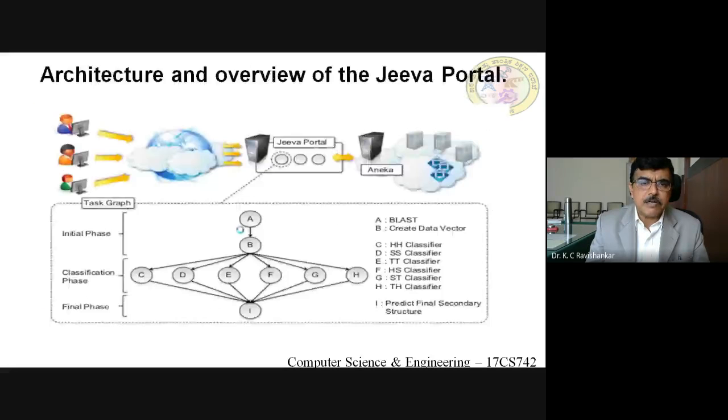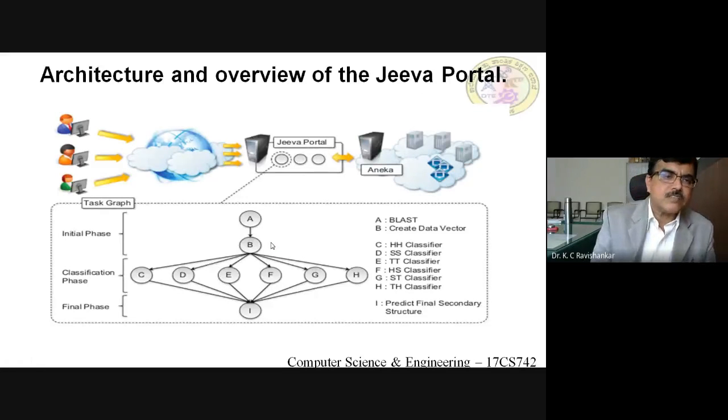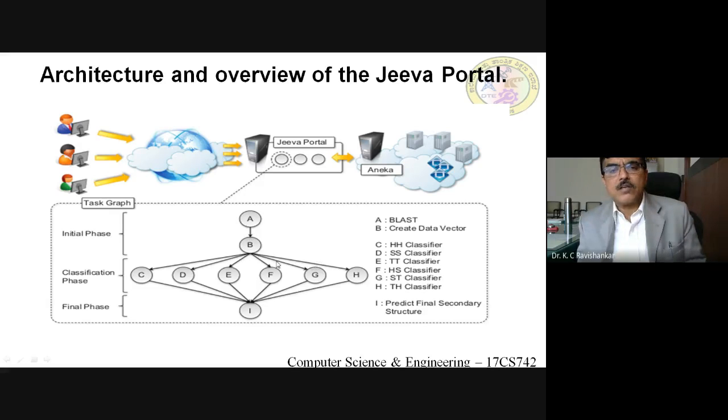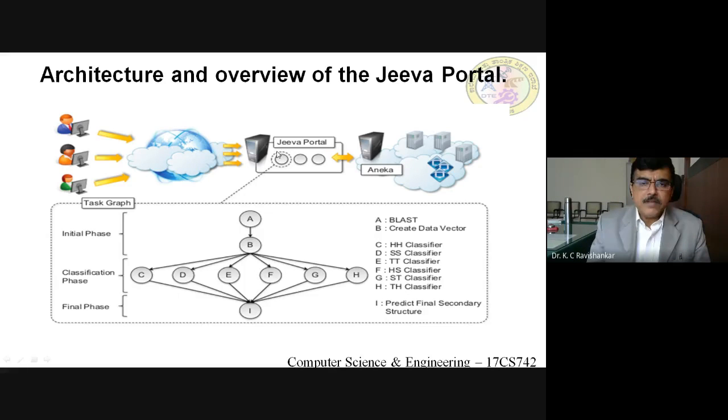Let us see the picture of the JIVA portal, how the JIVA portal works. Multiple users will be sending information through the internet, and through that the JIVA portal will be connected. One task, how it is being done: initial phase, classification phase, and final phase. Just to give you a glimpse of this picture, this information will be transferred to the Aneka cloud.